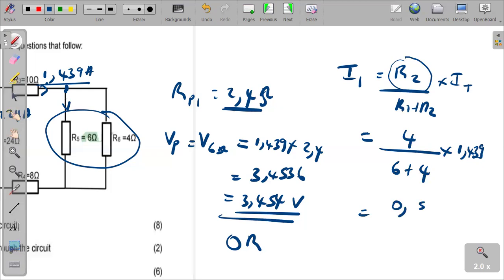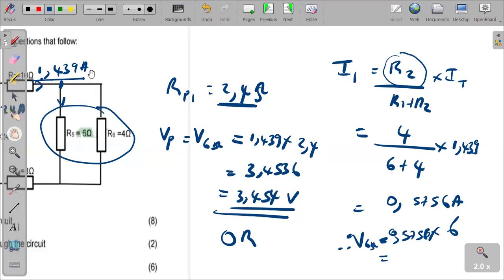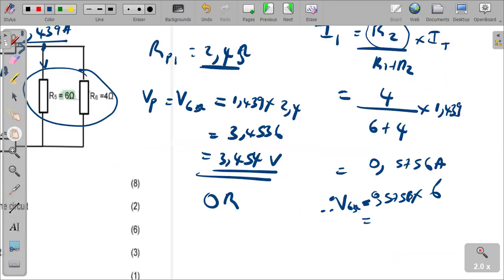Then we say, therefore, the voltage across the 6 ohm is going to be 0.5756 multiplied by 6, the 6 ohm resistor. We'll still arrive at the same answer. What do we get? We still get 3.4536, which is 3.454 volts to 3 decimal places. So there are many ways of arriving at the answer, right? Let's go to the next question.